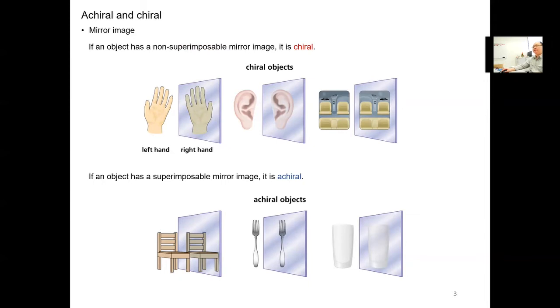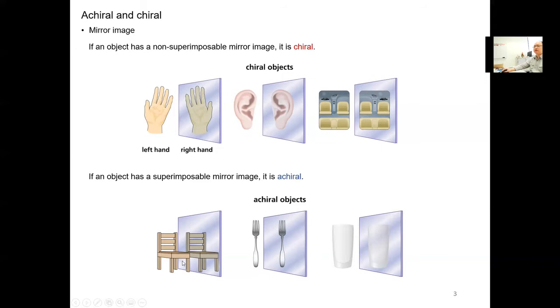That's the same with your ears, and also different cars in different countries. For example, on the left, that's cars in the US. On the right, that's a typical car like in Britain or Hong Kong, right? They are chiral because they are mirror images, but their mirror images are non-superimposable. All right, but if an object has a superimposable mirror image, it is achiral.